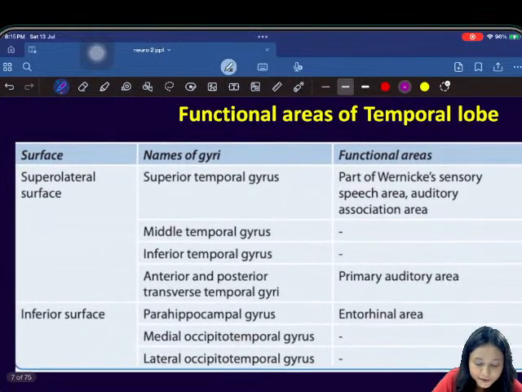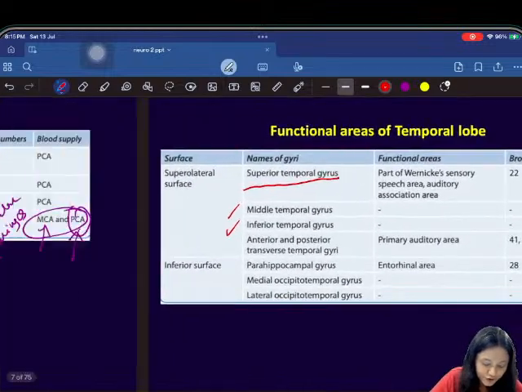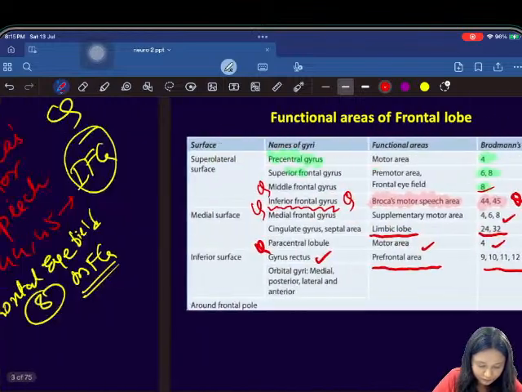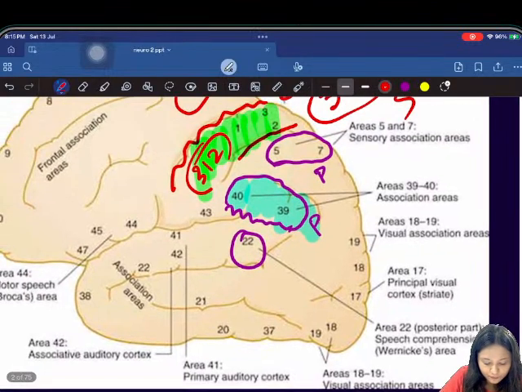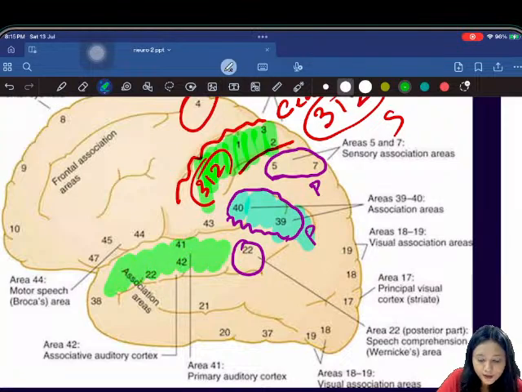Superolateral surface. In the temporal lobe, again you have the superior temporal gyrus, middle temporal gyrus and inferior temporal gyrus, and the anterior and posterior transverse temporal gyri. Let us see again in the image. You can see here, this is the temporal lobe, and now you have the superior temporal gyrus, then the middle temporal gyrus and the inferior temporal gyrus.